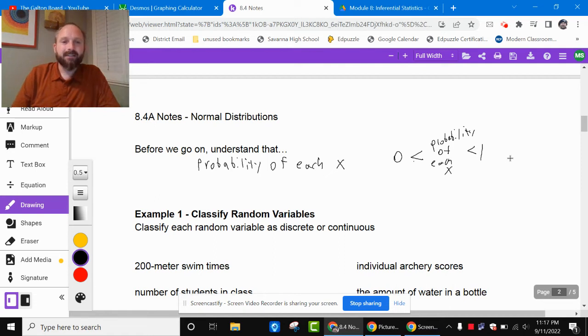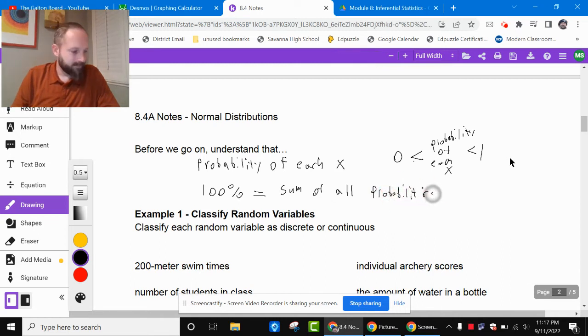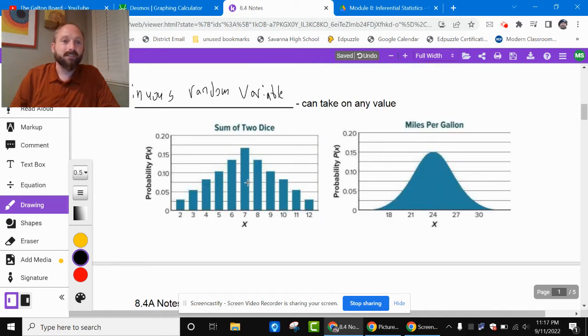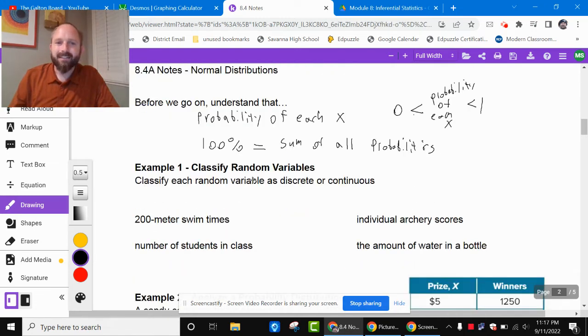So what does this mean in the greater sense? This is 100%. And that's equal to the sum of all probabilities. So if you look right here, if we add up the sum of all these probabilities of rolling dice, it'd be 100%. Like the dice will land on one of these if you add them up. It's 100% of happening. That's it. All right, let's go on.